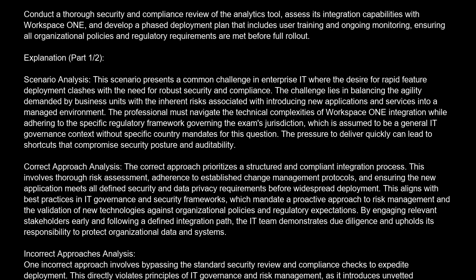By engaging relevant stakeholders early and following a defined integration path, the IT team demonstrates due diligence and upholds its responsibility to protect organizational data and systems.